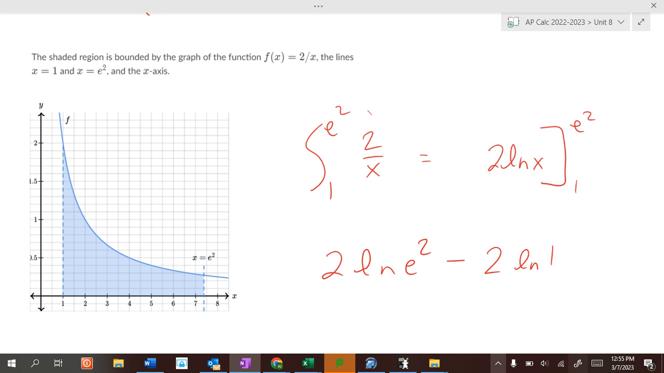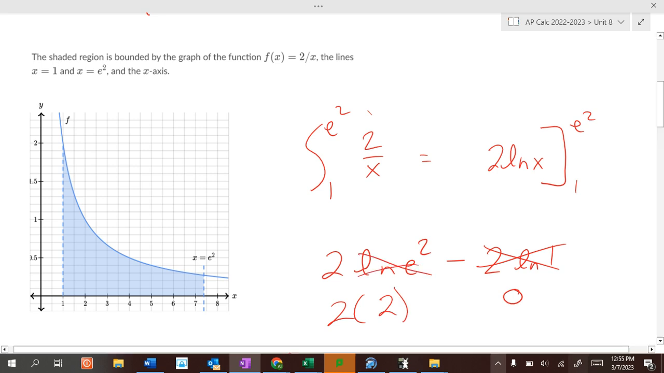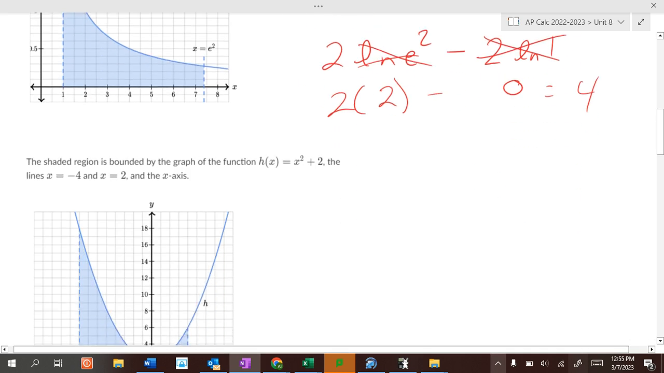What's the natural log of 1? 0. Thank you. Voice of reason. All right. What is the ln of e? It's 1. So the ln of e squared would be 2 because the ln and e cancel. So that would just simply be equal to 4. So this area under this curve would be 4. Okay, that makes sense.